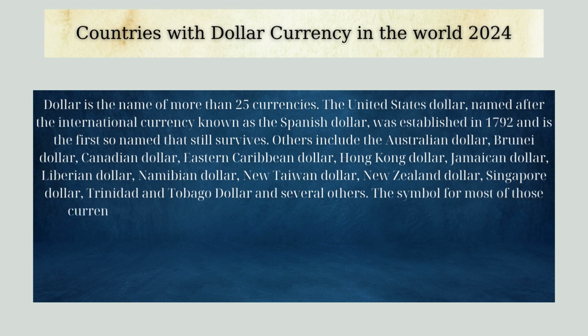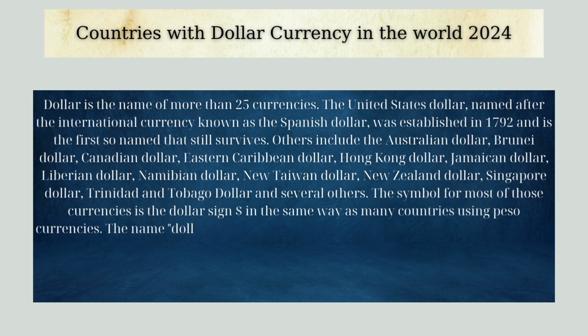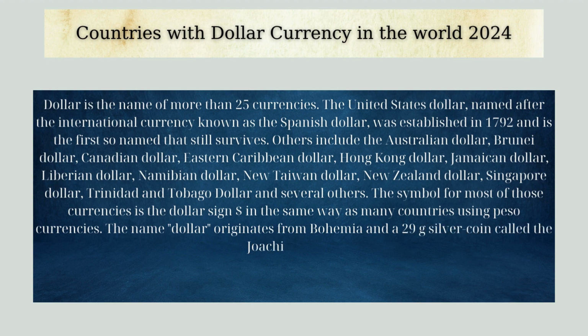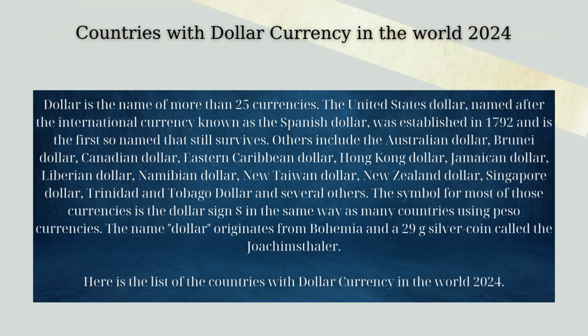The symbol for most of those currencies is the $ dollar sign, in the same way as many countries using peso currencies. The name dollar originates from Bohemia and a 29-gram silver coin called the Joachimsthaler. Here is the list of the countries with dollar currency in the world 2024.